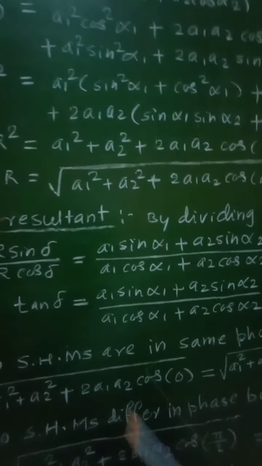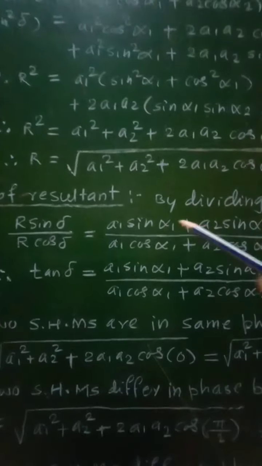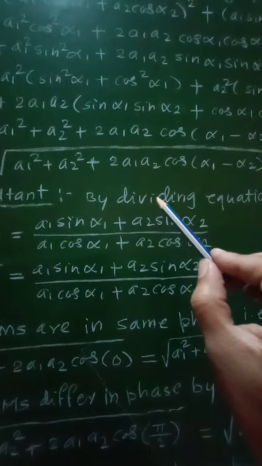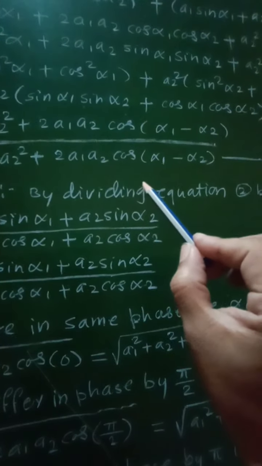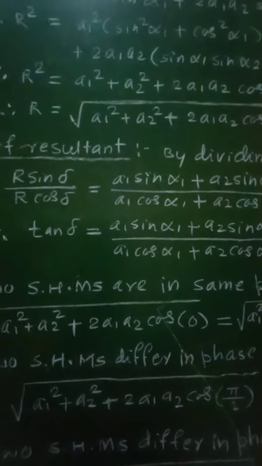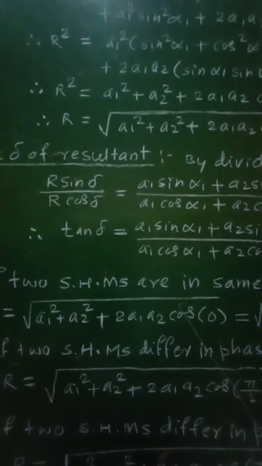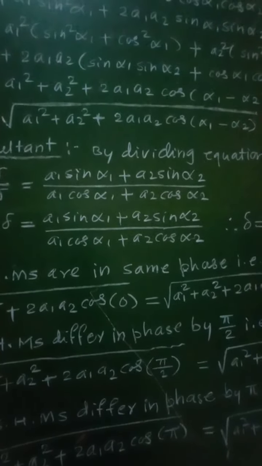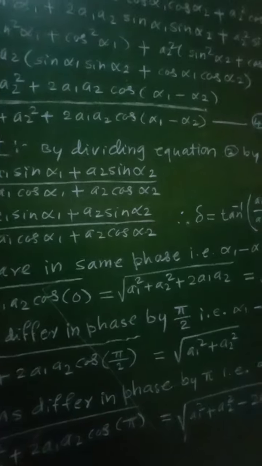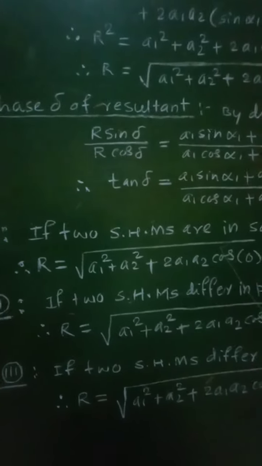And therefore as r square has this value, we can take the square root, and then r will be equal to square root of A1 square plus A2 square plus 2 A1 A2 cos of alpha 1 minus alpha 2, equation number 4. So this equation represents the expression for the resultant amplitude. R is equal to square root of A1 square plus A2 square plus 2 A1 A2 cos of alpha 1 minus alpha 2. Now let us see the initial phase delta of the resultant.